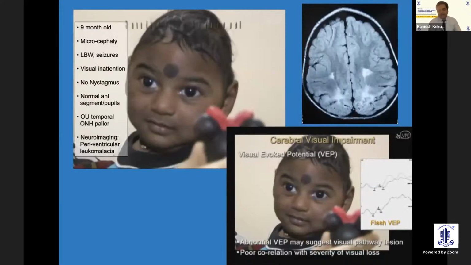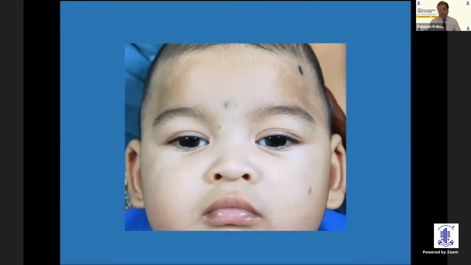This is again a 9-month-old infant with microcephaly, low birth weight, seizures, visual inattention, no nystagmus, mild temporal pallor, normal anterior segment and the pupils. And on the scan, you can see in the occipital area, there is an infarct. This is hypoxic ischemic encephalopathy or PVL, or call it as mostly a cerebral visual impairment and sometimes cortical visual impairment, but the correct terminology is cerebral visual impairment. This way, you have ruled out all the ocular causes and mainly its posterior segment.